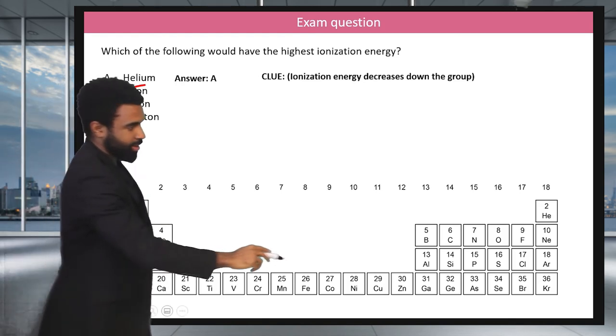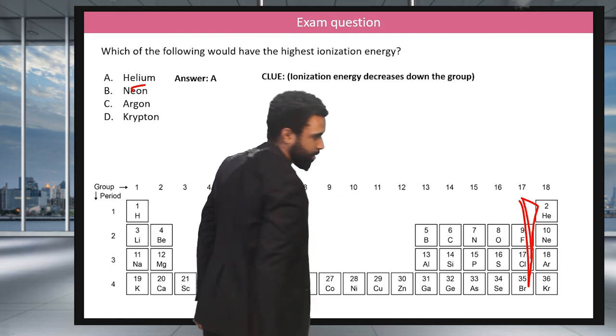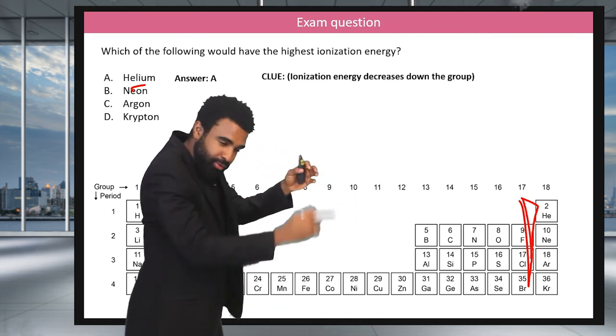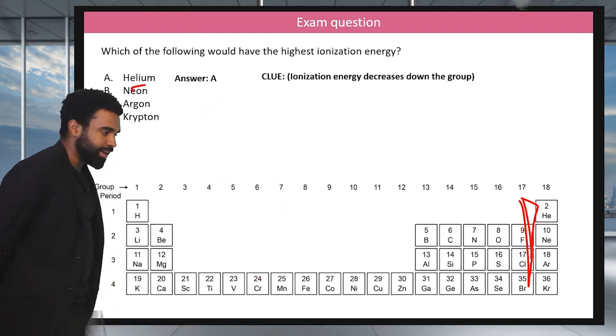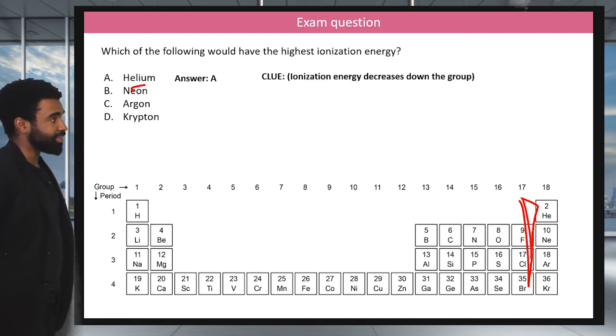Okay, so the ionization energy should decrease as we go down the group because the electrons are getting further and further away from the nuclei and therefore easier and easier to remove. So helium should have the highest ionization energy there.